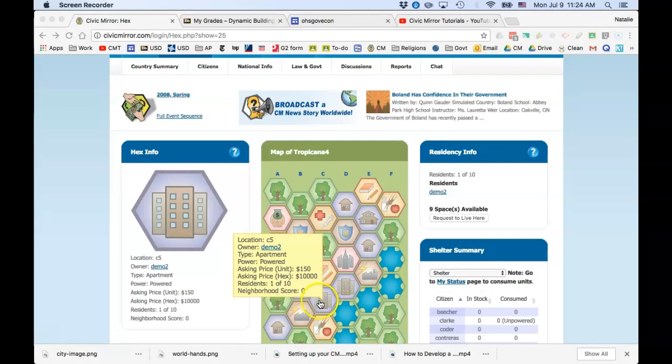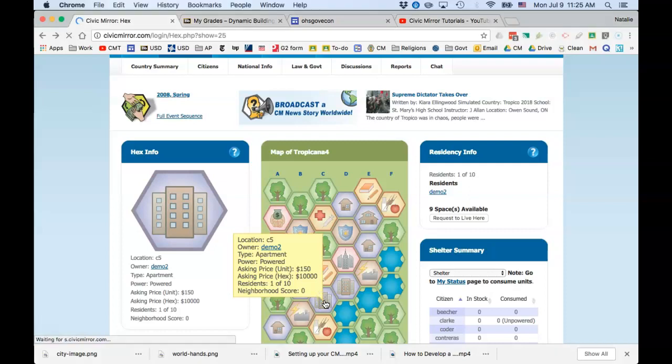Now hovering over it, you can see what their asking price is. It says it right here, and you want to remember that. It'll make the tenancy agreement process easier. They're asking $150 in rent. Yours is probably going to say something different, but they're asking for rent $150. So with that in mind, try and remember that number. Click on the actual apartment, the powered apartment complex you want to live in.